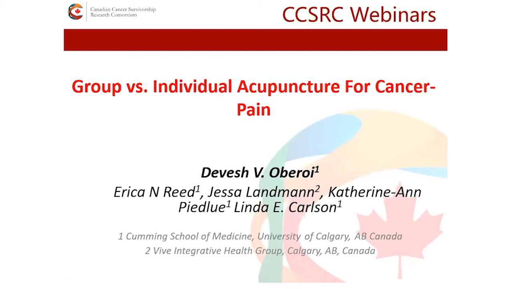So today I'll be talking about one of the studies that we did a couple of years ago. This was about a service delivery model for acupuncture for cancer-related pain and other symptoms in cancer survivors. As you can see, the title here is Group versus Individual Acupuncture for Cancer Pain. Our main goal in this study was to determine the non-inferiority of group or community acupuncture compared to individual acupuncture, which is basically the gold standard way of delivering acupuncture to cancer survivors.